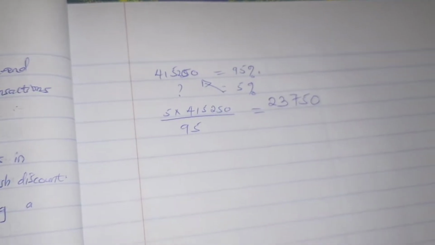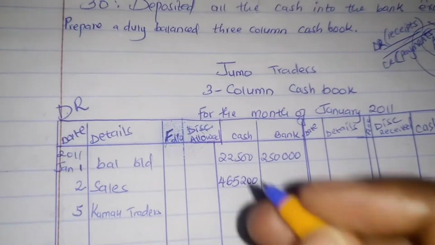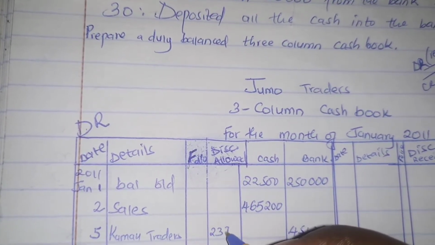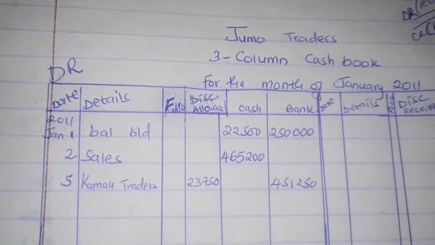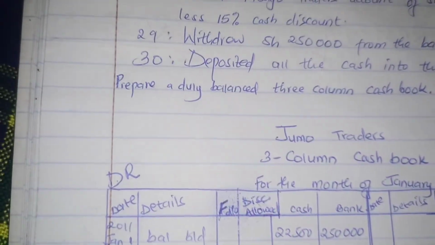23,750. That is what our 5% represents. So come back here and you have your discount as 23,750. That is the discount that was allowed to Kamau Traders.